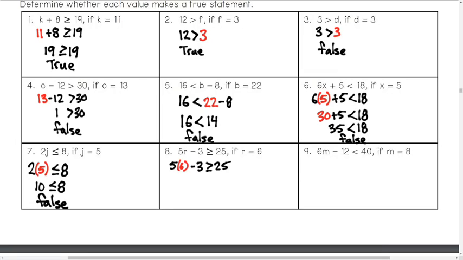Number 8, we have 5 times 6 minus 3 is greater than or equal to 25. And that would mean that we would have 30 minus 3 is greater than or equal to 25, which would be 27 is greater than or equal to 25. And that is a true statement.